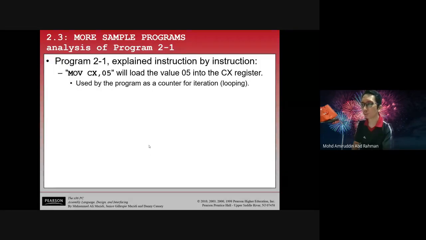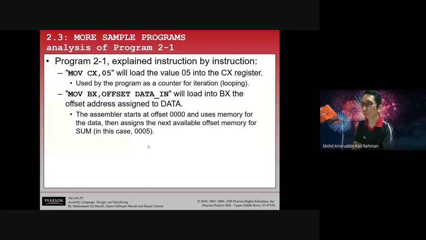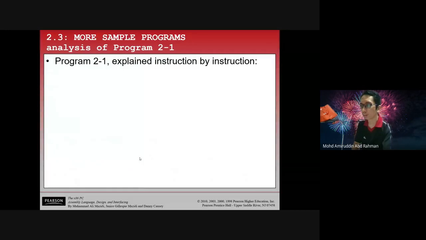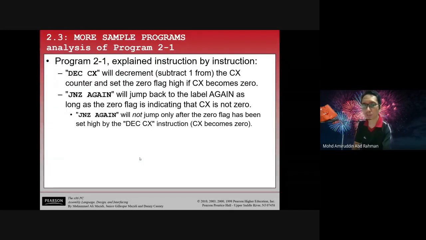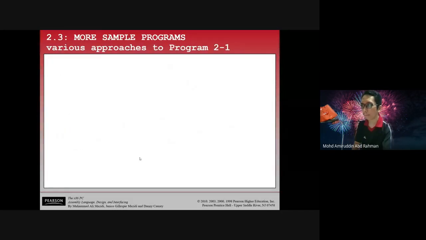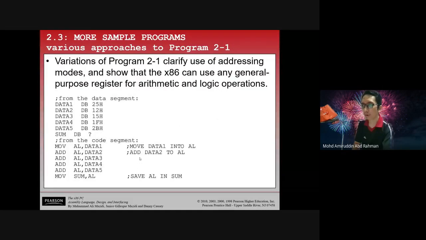This is what I just explained before. So we move the 05, and then we have the data in the X, increment the X, increment CX. So you can read this. Good. So this is in your notes. Right, so this is the way that we can write the program 2.1.